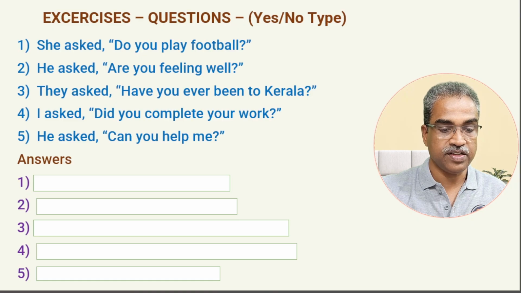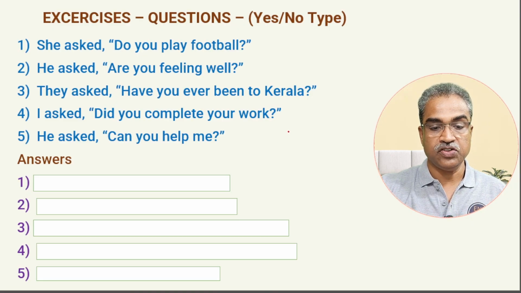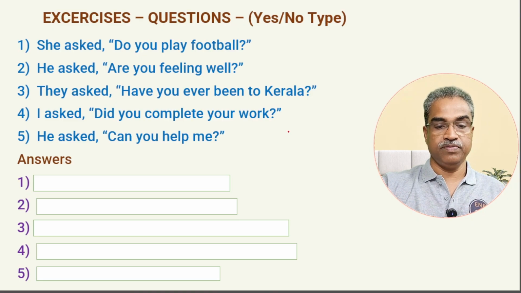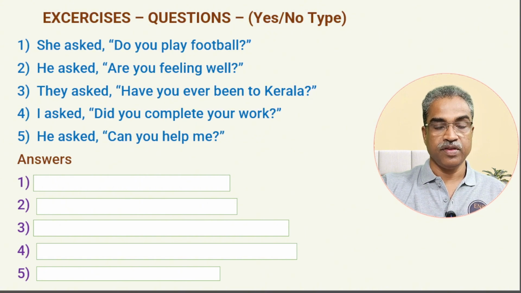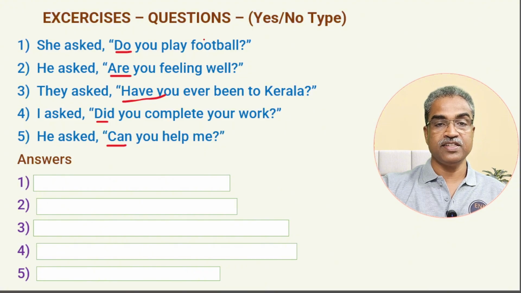Let's do some exercises here. He asked, "Do you play football?" These are all yes, no type questions here. He asked me, which is the conjunction? This is a yes, no type question. "Do you?" All are yes, no. "Are you?" Starting with no question word here. So these are all yes, no type questions. So, "Do you play football?" It's a simple present tense, which has to be changed to simple past tense.